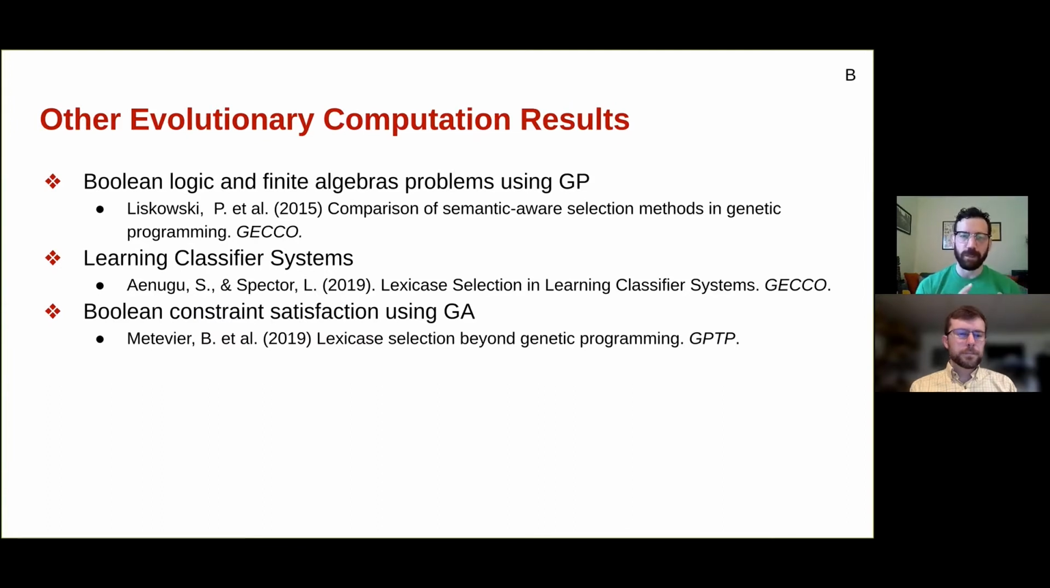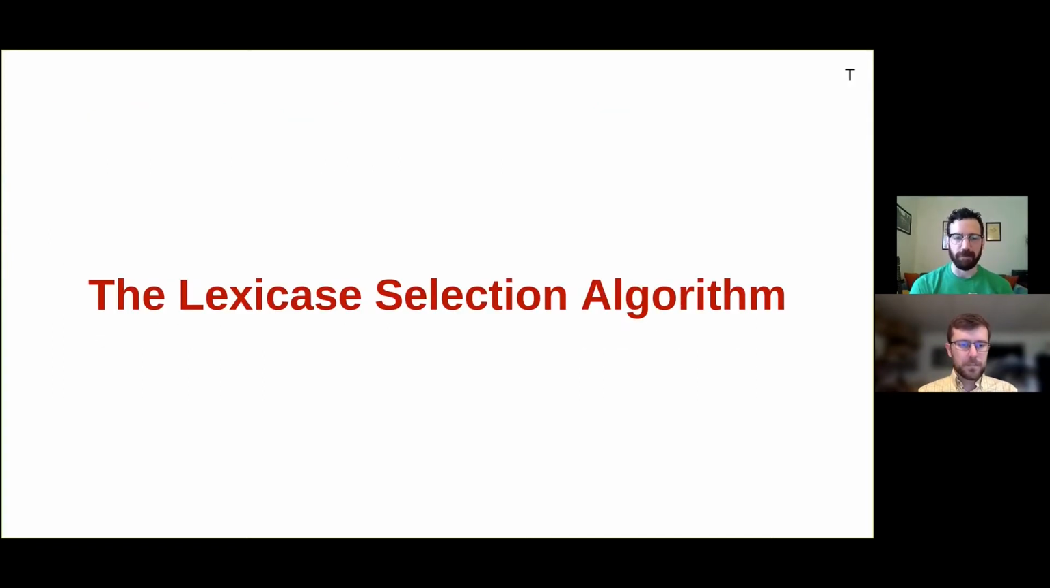So that's a few areas where it's being used. There's a number of other ones. Boolean logic and finite algebras problems have been tackled using Lexicase selection with genetic programming. We've also seen it used in learning classifier systems and in Boolean constraint satisfaction using genetic algorithms. So we think that Lexicase selection has a pretty wide applicability to different evolutionary computation systems. And it's based around a pretty simple algorithm that we'll describe right now.